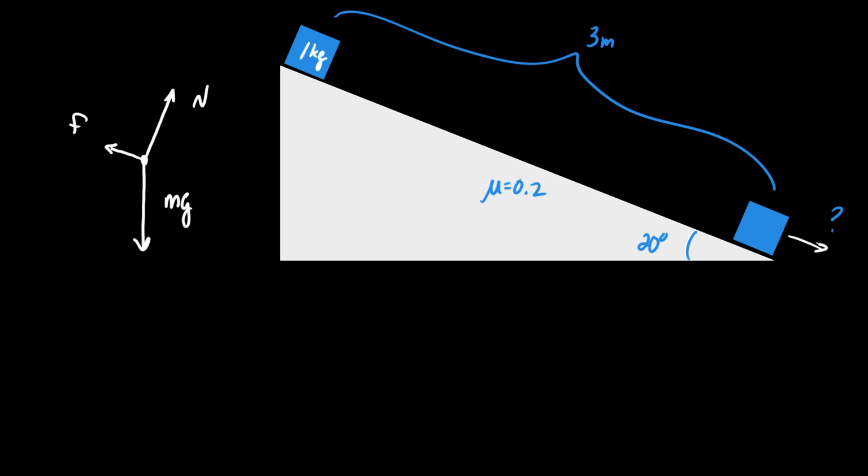If these forces are unbalanced, then the object will accelerate. If they're not unbalanced, the object won't accelerate. But I'm being asked to find the velocity, so I think the object's going to accelerate. So I'm going to treat this as a Newton's second law problem.